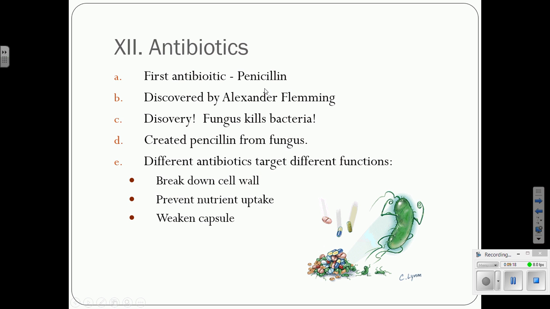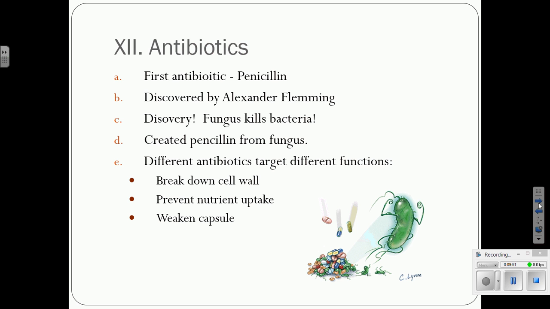And so ever since then, this is one of the most prescribed antibiotics still today, although a lot of people have some sensitivity to this type of antibiotic, lots of penicillin allergies, because again, it is a fungus, which is in the same family as mold and things like that. So some people just can't take it. They're a little bit intolerant to it. So what an antibiotic does is it breaks down the cell wall, making that bacteria weak. It can also prevent nutrient uptake for the bacteria and weaken that capsule that goes around the outside and keeps it safe as well.